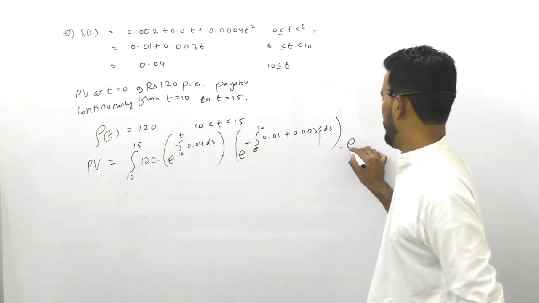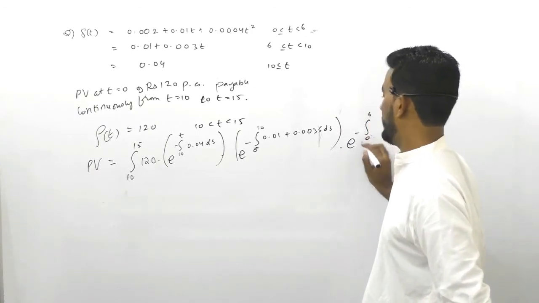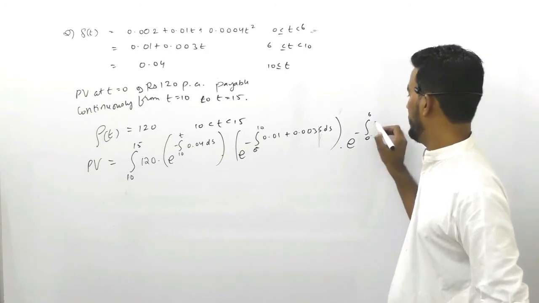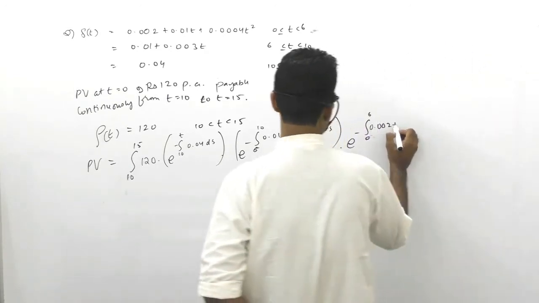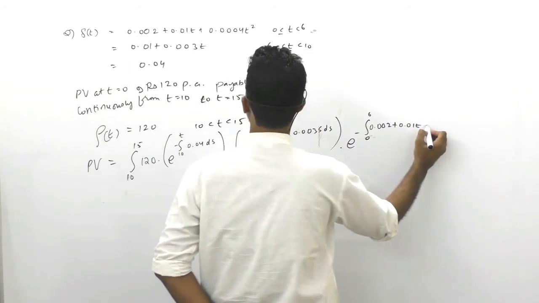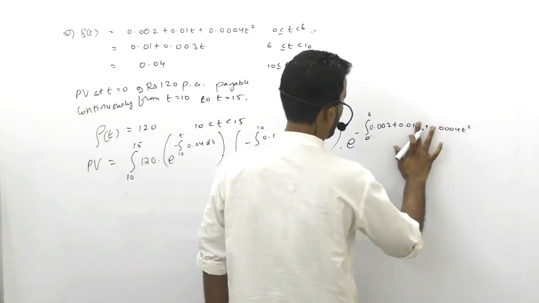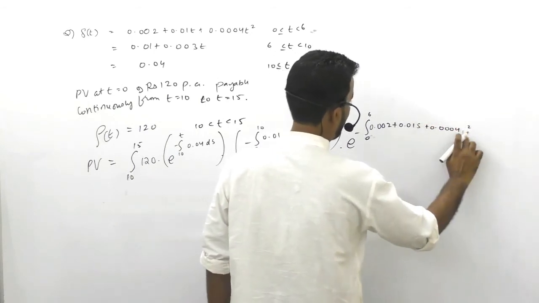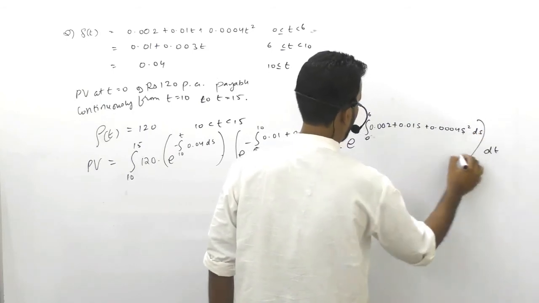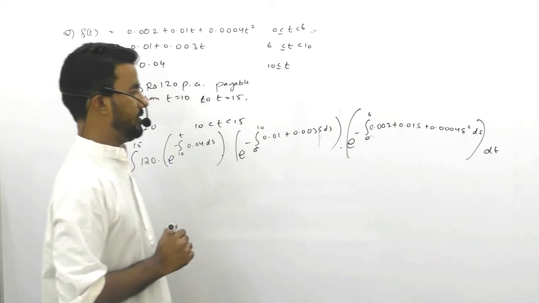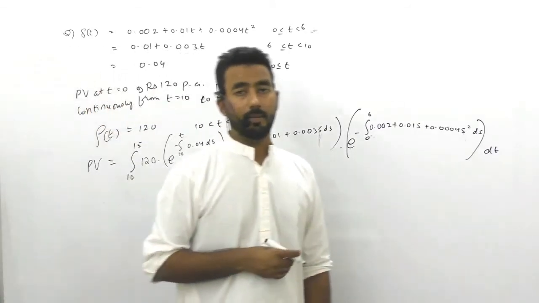and then from 6 to time 0, because that's where the question wants us to get the values at, which is 0.002 plus 0.01 t plus 0.0004 t square. Instead of t we should use s, ds and dt. So that's the equation for finding present value at time 0.